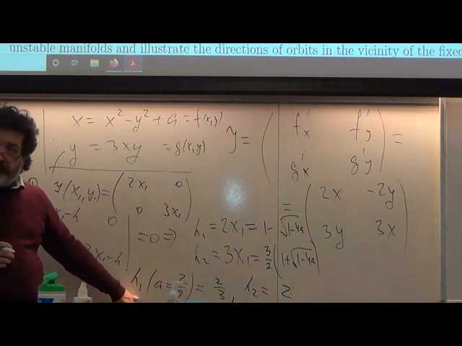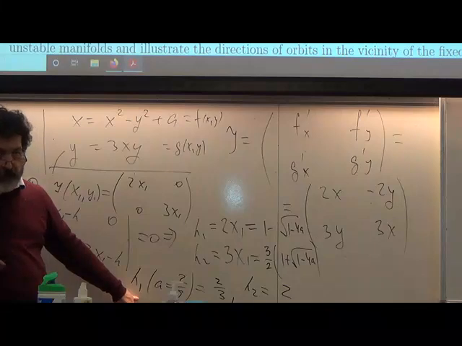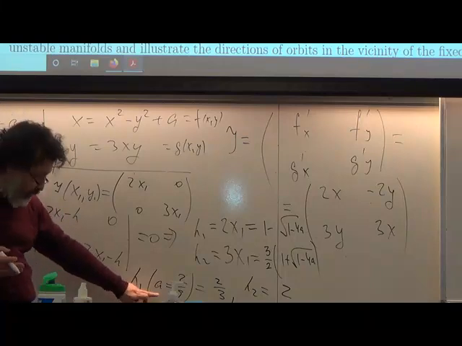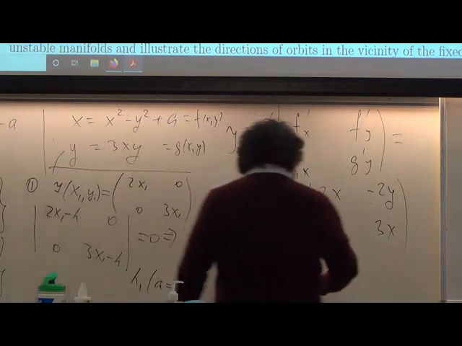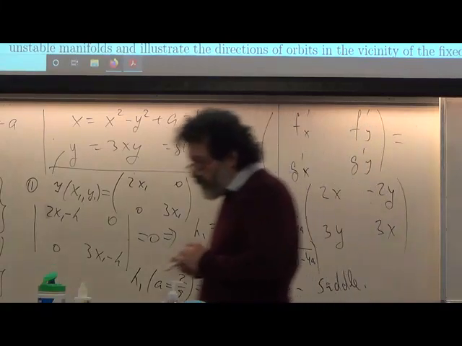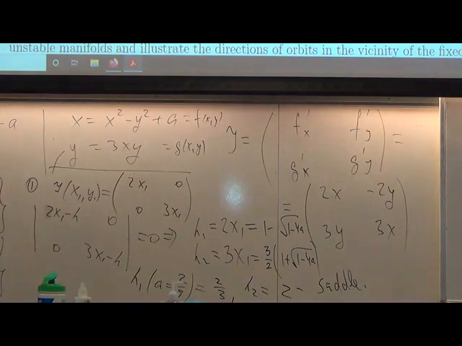If both lambdas are between -1 and 1, we have stable node, if they are real. If both lambdas are outside of -1 and 1, it is unstable node. If one of them is between -1 and 1 and the other one is outside of -1 and 1, then it's called saddle. So this is the case. So this is a saddle. It is unstable.